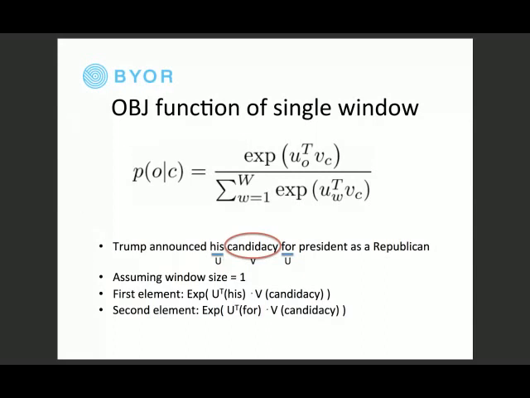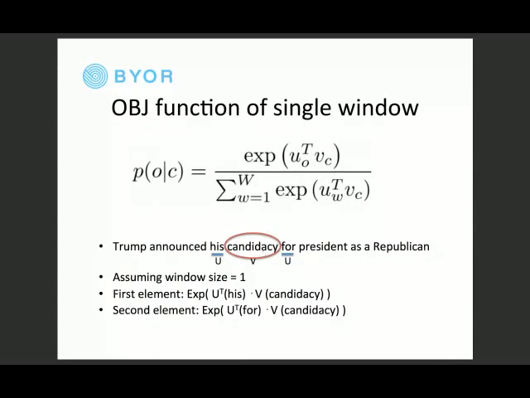Trump announced his candidacy for president as a Republican. And we will take the exponential of U transpose V. The reason why we take the exponential is so that we can have a positive number in the numerator, because it's a probability. And the idea of Word2Vec is to maximize similarity between vectors which appear close together in the text and minimize the similarity of words that do not appear together. And we measure the similarity using the dot product.